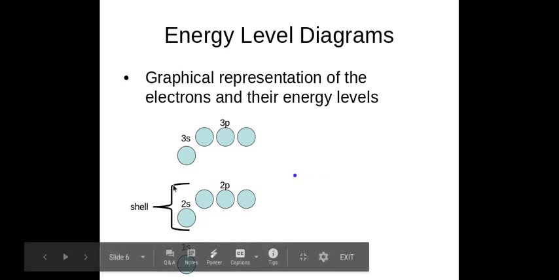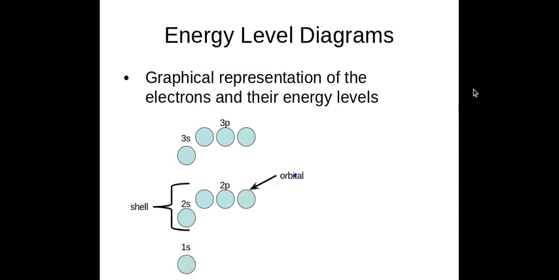So the shells themselves correspond to the energy levels. The circles that I've drawn on here represent the orbitals. They can be drawn as rectangles or just spaces where you can put electrons. And the different shapes that you have within a particular shell we call subshells.